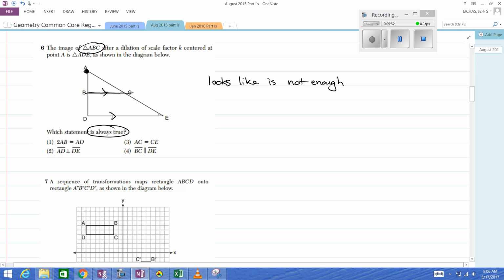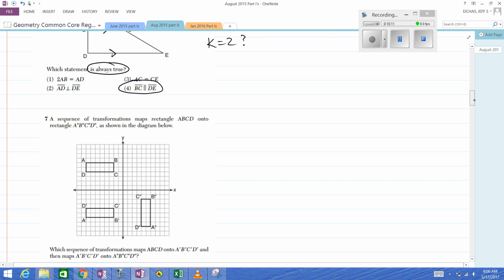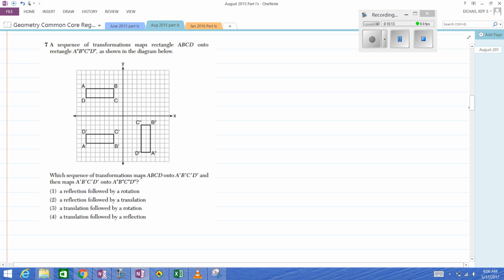So DE is guaranteed to be parallel to BC, and that's all we're certain of. So that's what we have to circle. Now the other ones are tricky. AC does look like it's the same as CE, but nobody said K is 2. That's an assumption. Okay, if K was 2, then those would be true. All right, taking a look at this.